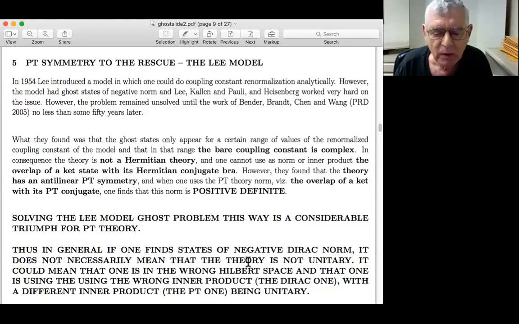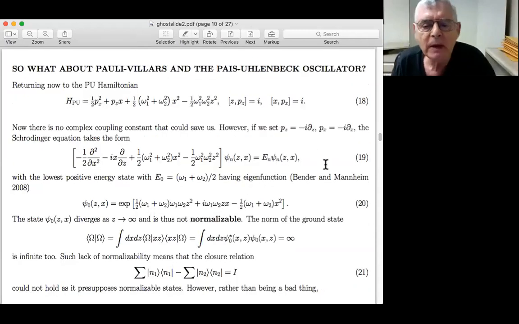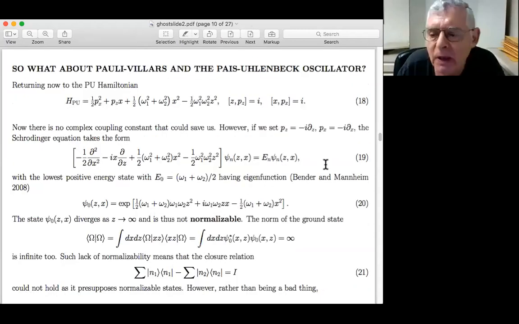Thus, in general, if you find states of negative Dirac norm, it does not necessarily mean that the theory is not unitary. It could mean that one is in the wrong Hilbert space and that one is using the wrong inner product, the Dirac one, with a different inner product, the PT one, being unitary. So now what about Pauli-Villars? Can we apply the ideas of Bender and colleagues to the Pauli-Villars theory?